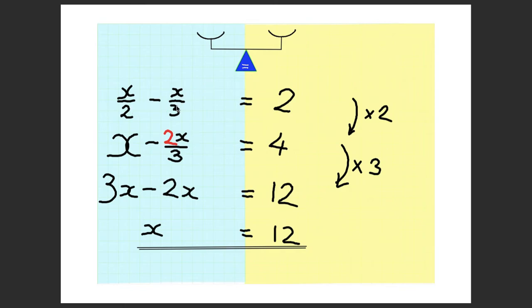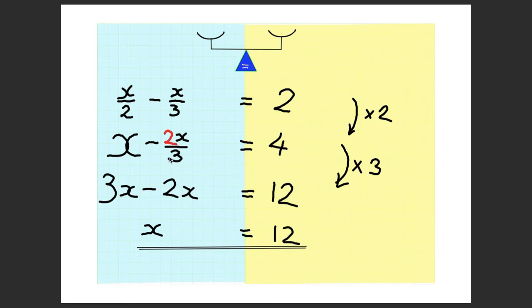x over 2 minus x over 3 equals 2. So I'm going to have a step where I do times 2 to get rid of the first fraction, and a step where I do times 3 to get rid of the second fraction. So first step, multiply everything by 2, then the x over 2 becomes just a whole big fat hairy x, but then multiplying this thing by 2, you get 2x over 3, or minus 2x over 3 I should say, and then multiplying 2 by 2 you get 4. So I've got x minus 2x over 3 equals 4.